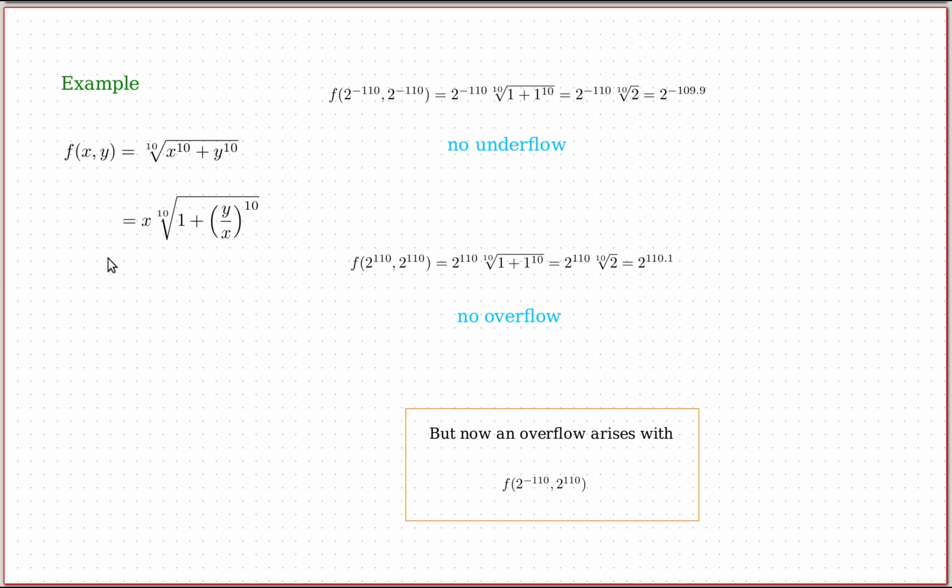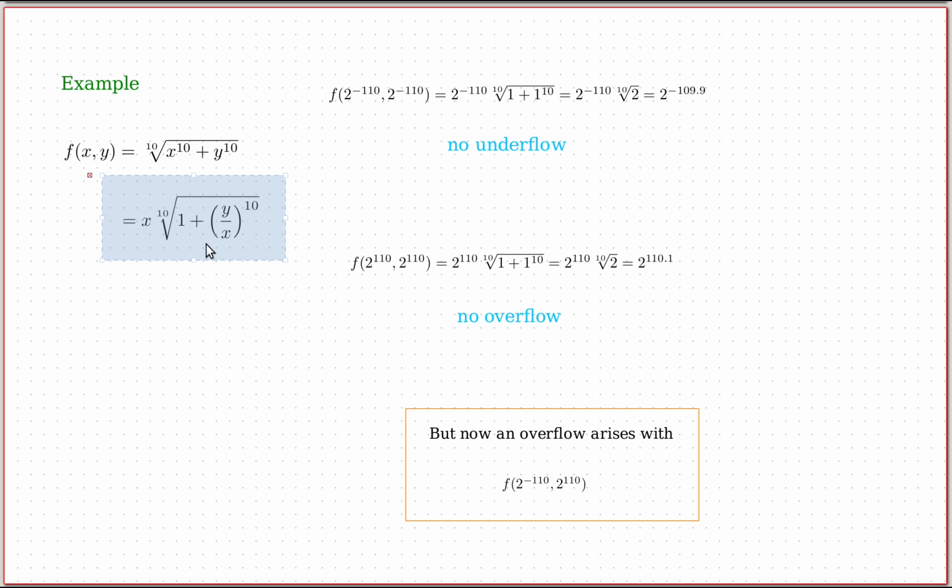Let's see, in the case of the underflow and overflow example, we can come up with a similar workaround. We take the original function, the 10th root of x to the 10th plus y to the 10th, and we factor an x out from inside the radical. If you do that, you're left with x on the outside, and inside you have 1 plus y over x, all raised to the 10th power.